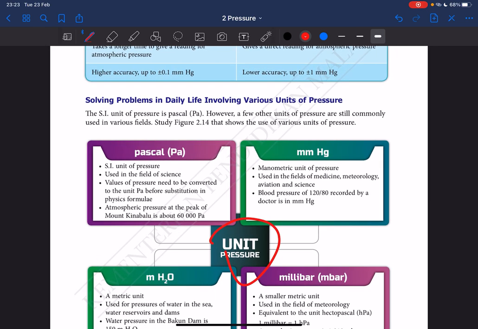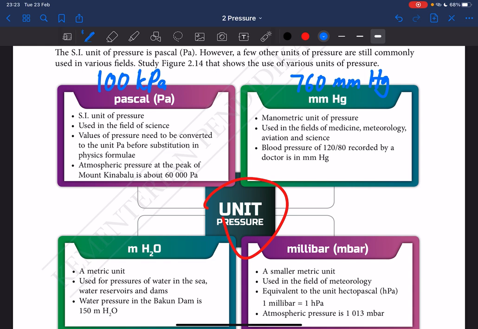Let's write it here. For 1 atm, 1 atmospheric pressure, it equals the rough value we have been using, 100 kPa. What about the mercury? It is 760 mmHg. Okay, you can see an example here. The unit for the blood pressure that we are using is measured in millimeters of mercury.